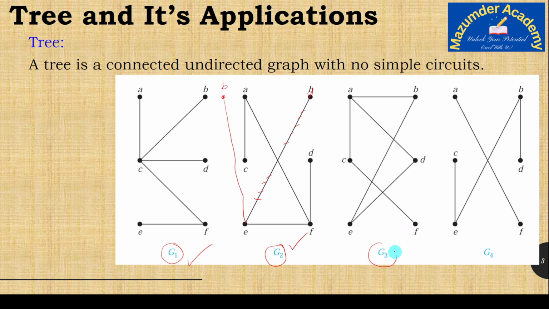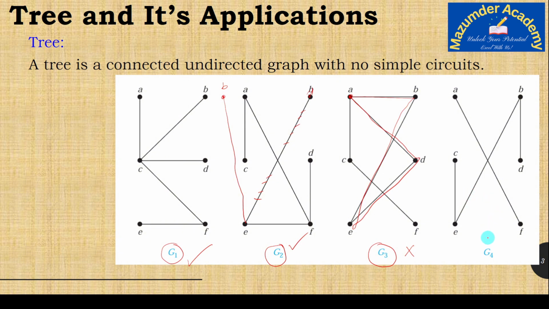Come to G3. Now G3, some crossings are there. We can avoid this crossing. For example, if we shift D from here to somewhere in this area, then this crossing can be avoided. But after that also you can see there will be a closed path from A to B, then B to E, then E to D, and then D to A. That means a cycle exists in this graph. The graph is connected, no multiple edges, no loop, but there exists a circuit, a closed path. Therefore, G3 is not a tree.